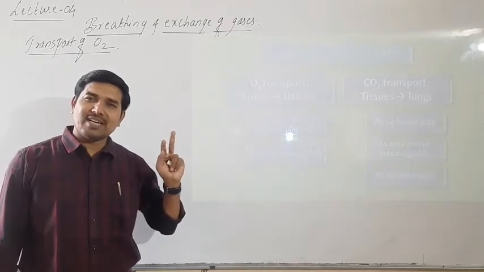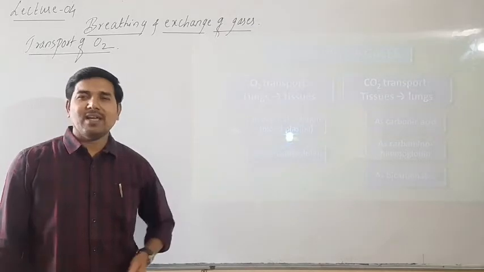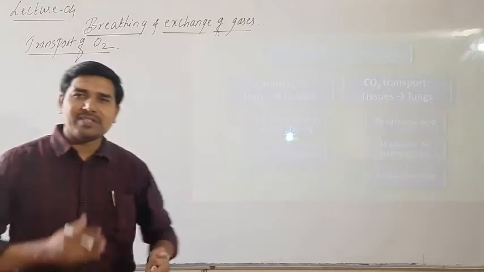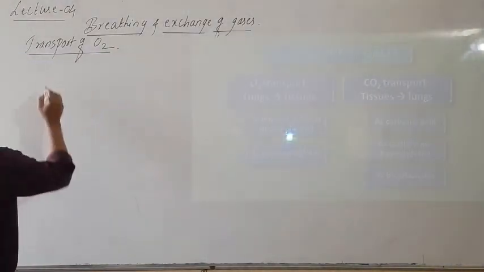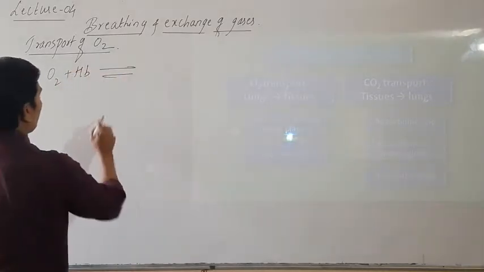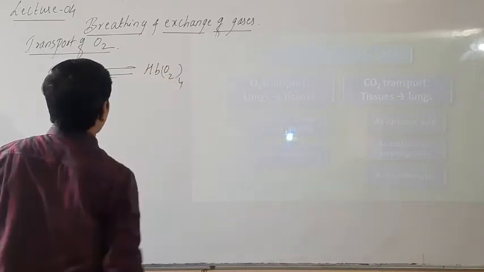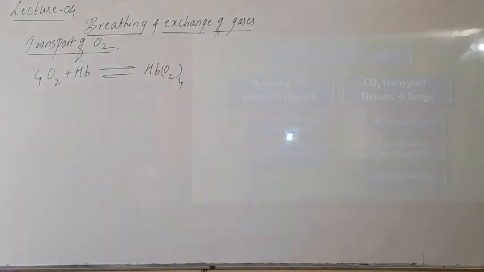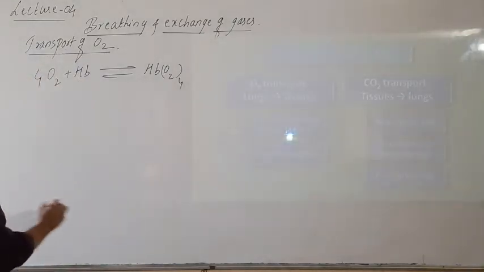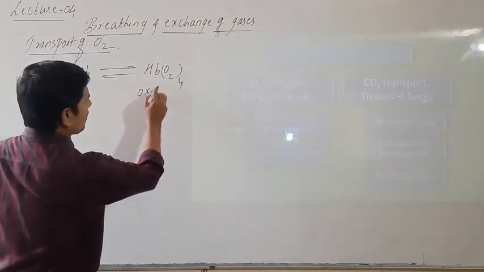Now already we know oxygen is transported mainly in two forms. 97% of oxygen is transported in the form of oxyhemoglobin, and 3% of oxygen is transported by the plasma of the blood. Now how exactly is oxygen transported? Oxygen combines with hemoglobin to form HbO2 four times. This is what is called oxyhemoglobin.